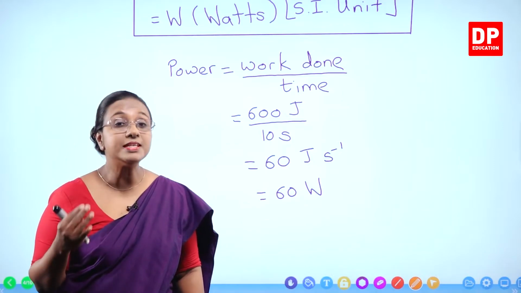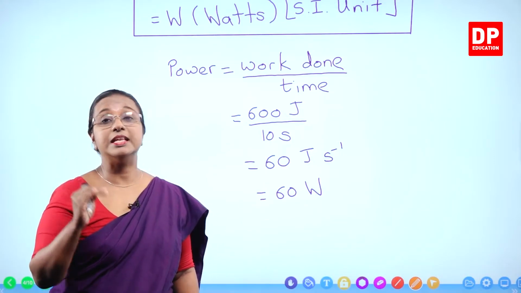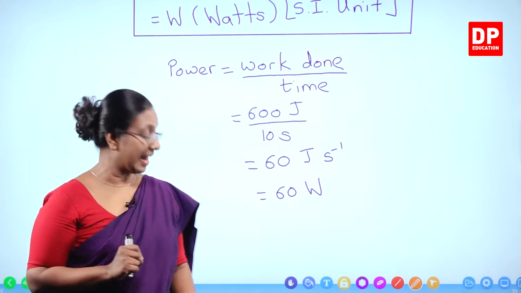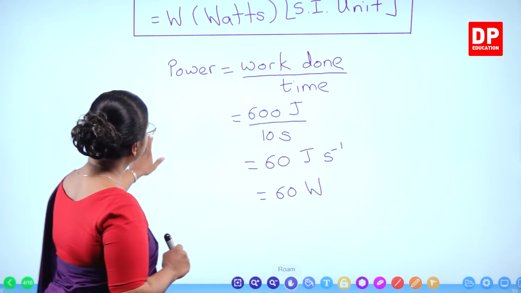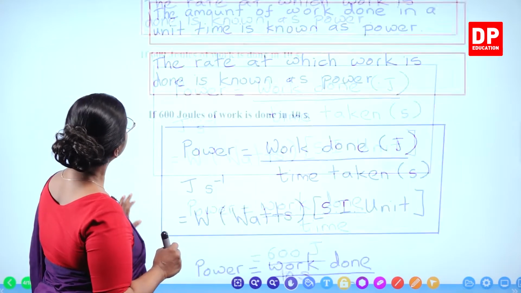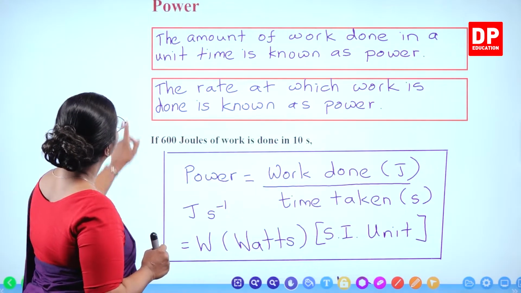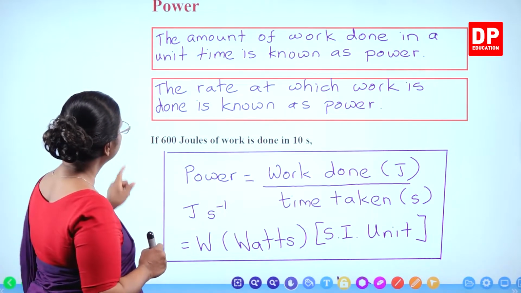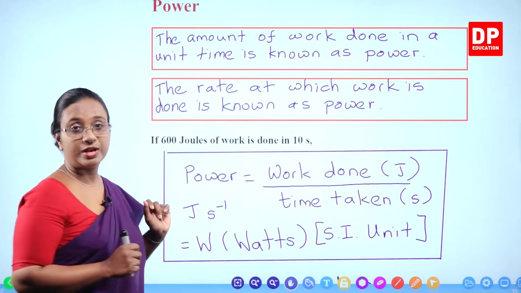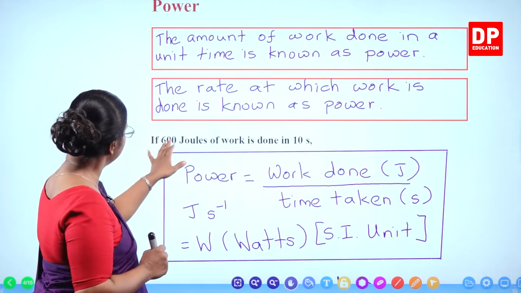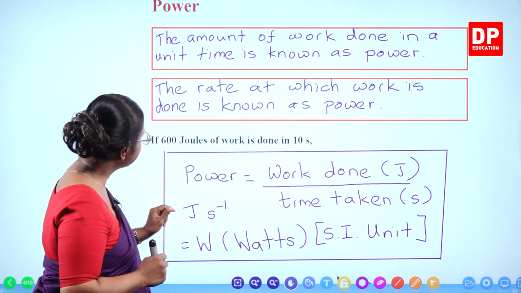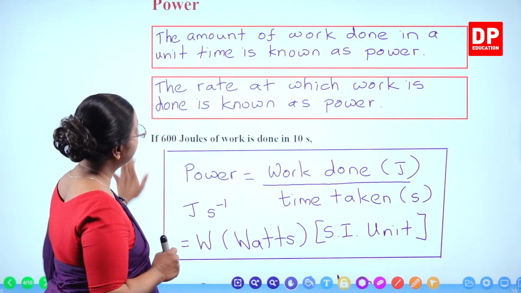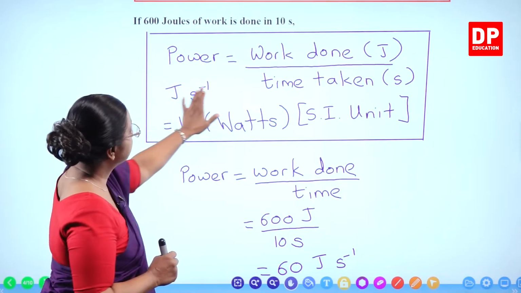That means 60 joules of work is done in a unit time. I'm sure you all can understand that calculation. So if I quickly go back, the amount of work done in a unit time is known as power. The rate at which work is done is known as power. As an example, if 600 joules of work is done in 10 seconds, how do we calculate power? So this is the equation.